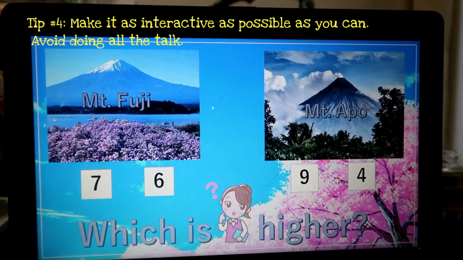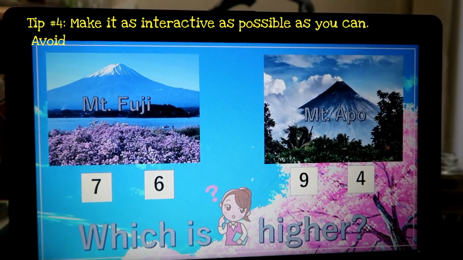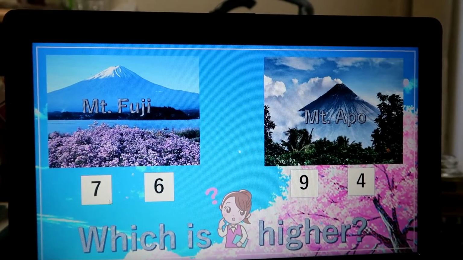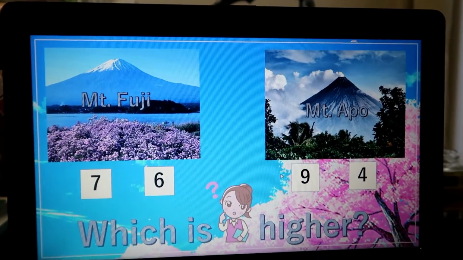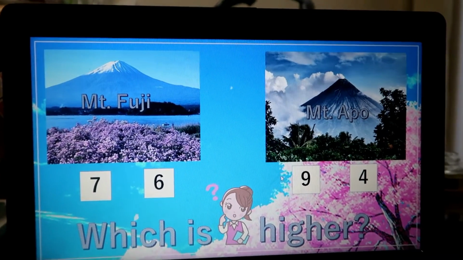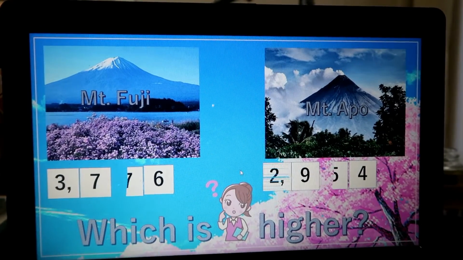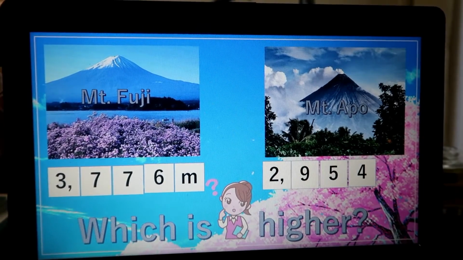Most of the students in Japan, of course, know how tall Mount Fuji is, but they don't have any idea how tall Mount Apo is. So I'm just playing with numbers here. I'm showing them 7 and 9, 6 and 4. Now they are confused as to which one is really higher. And we're going to give them another hint. 3, 7, and that's it.